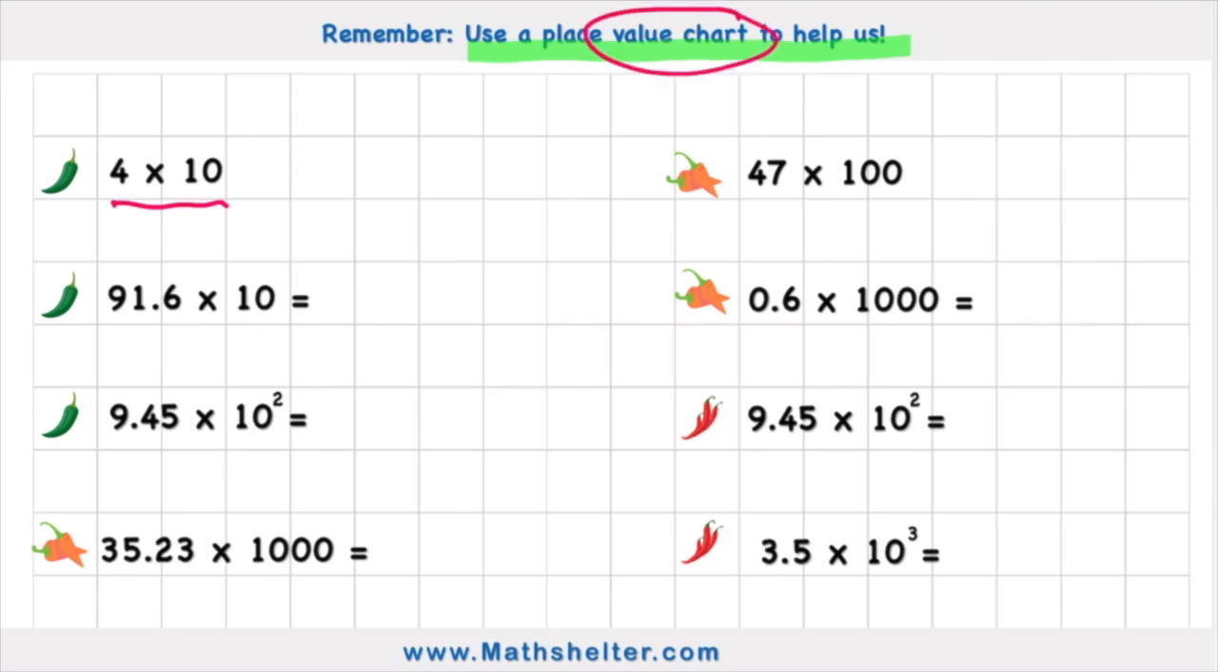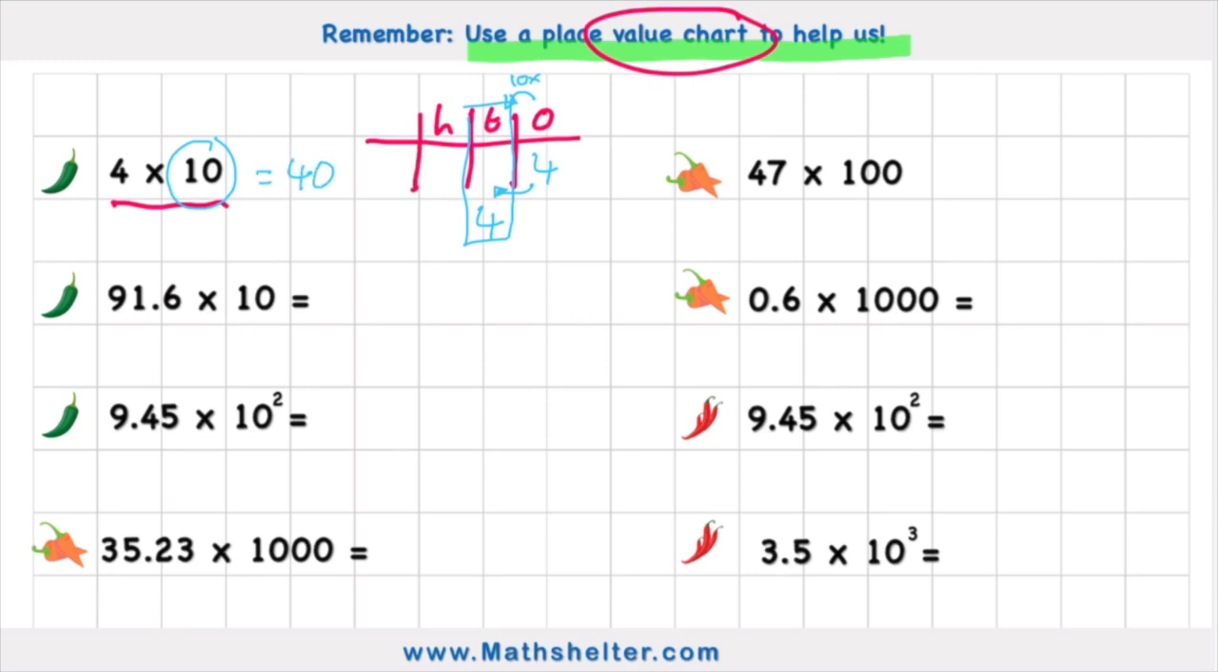Well, I can simply create a little chart next to where I'm working, and I can have my ones, my tens, and my hundreds. And obviously at the moment I have 4 multiplied by 10, so I'd put 4 in my place value chart as 4 ones. Now when I'm multiplying by 10, what I have to know about my place value chart is that each column is 10 times bigger. So therefore, if I'm multiplying by 10, all I'm going to do is shift this 4 along into the next column, and I have my answer.